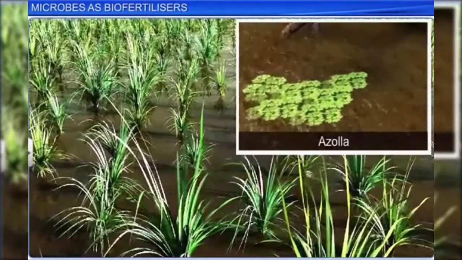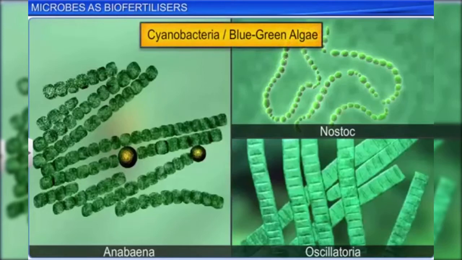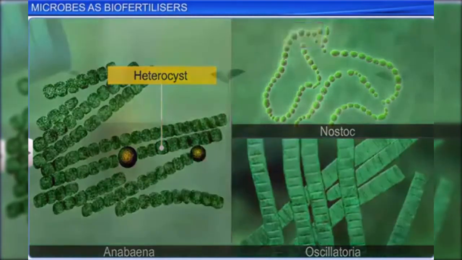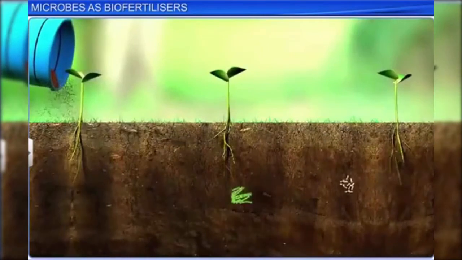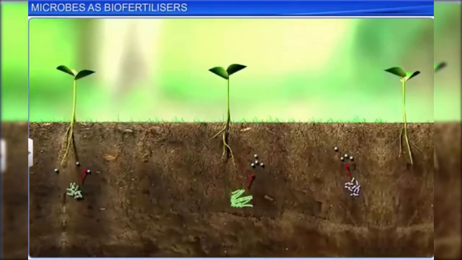Also known as blue-green algae, cyanobacteria are photosynthetic, prokaryotic organisms that serve as important biofertilizers worldwide, since they add organic matter to soil, thereby increasing its fertility.